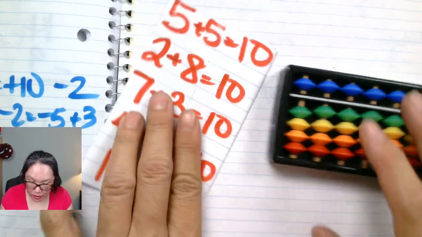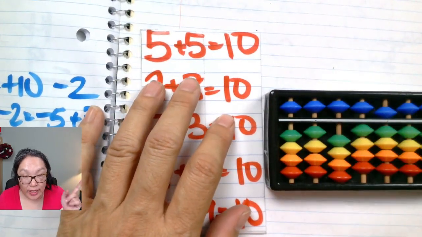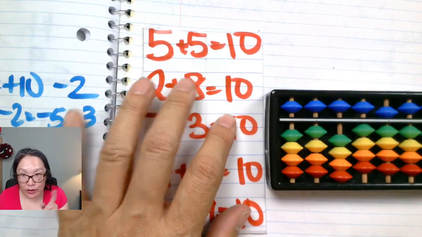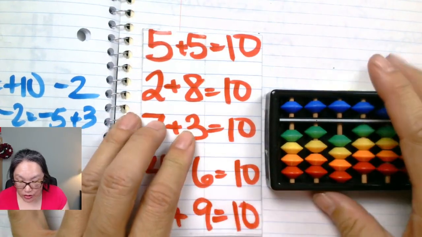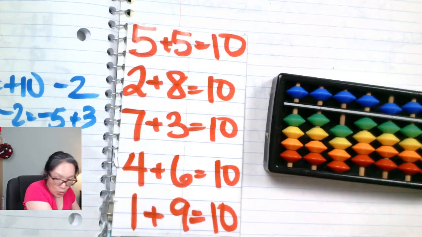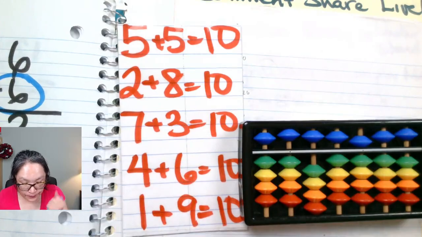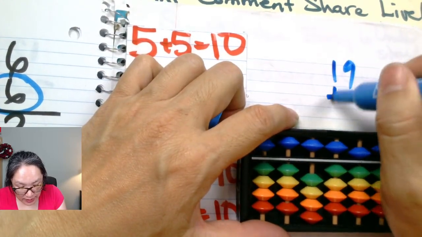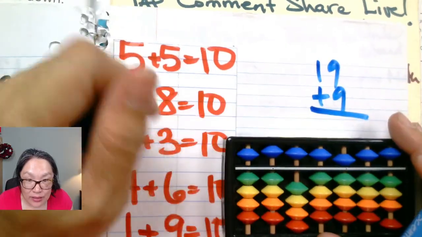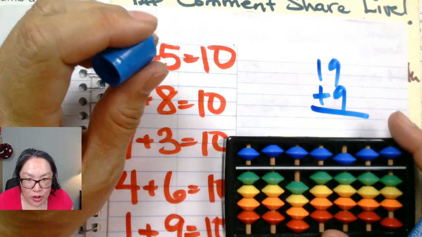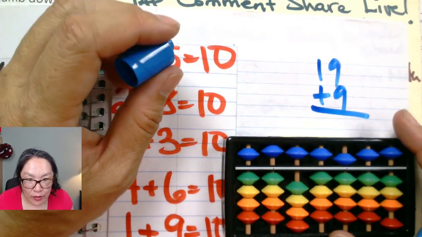So the first thing we're going to do is understand how to make a 10. To carry, we need to understand how to make a 10. So the biggest thing is what? We can do 19 plus 9. That's the easy one. And make sure people aren't just doing math, but following along with the abacus.